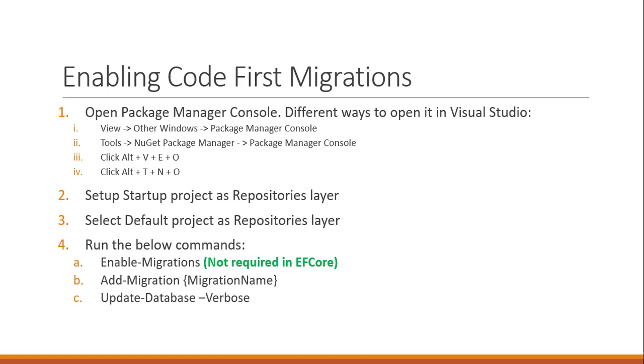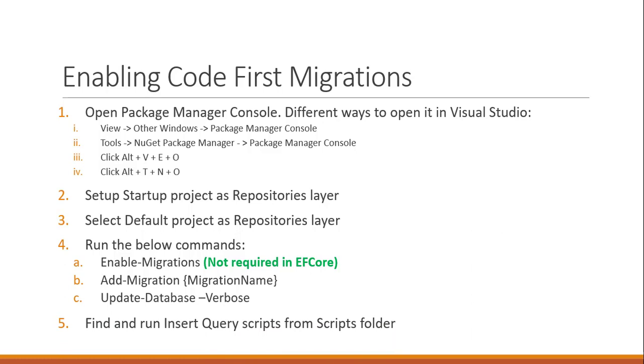So the first one is enable migrations. We normally don't need this in Entity Framework Core, mostly in EF6, which is for non-core versions. The next command, we will use it, add migration, and then we'll provide the migration name. And then we will just say update database and then dash verbose. Verbose basically will help us to override the existing database if there is any. Once we finish up this code first migration, we will then use the insert query script which is there in the scripts folder to load our database with some data.